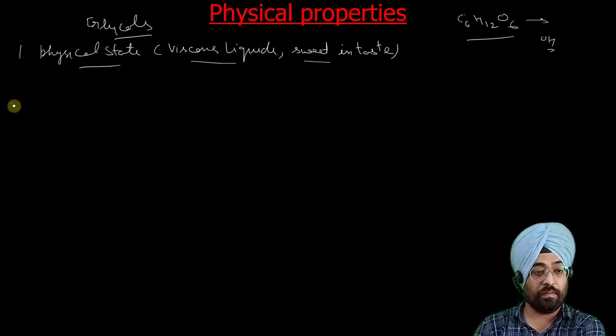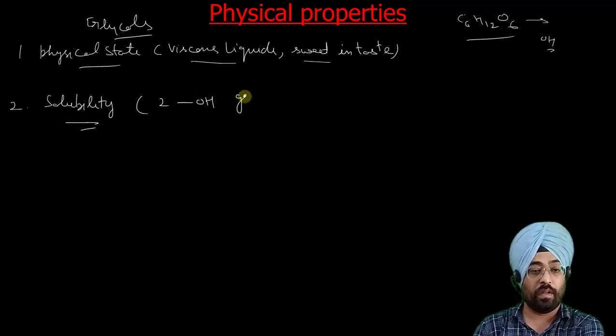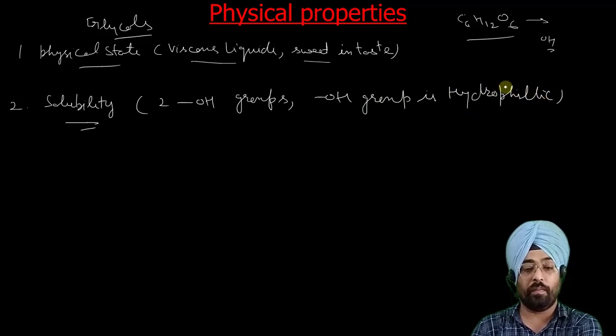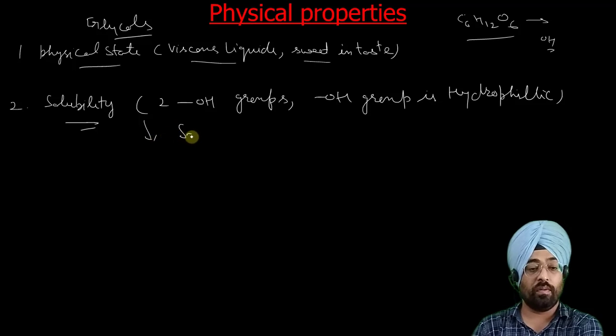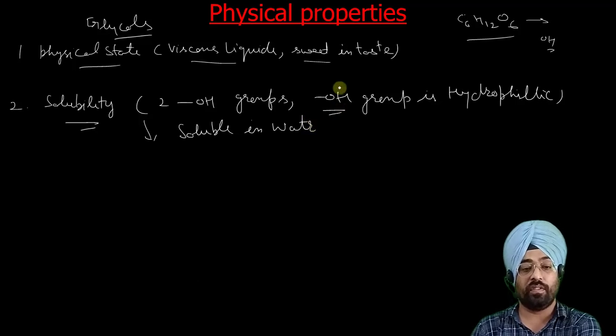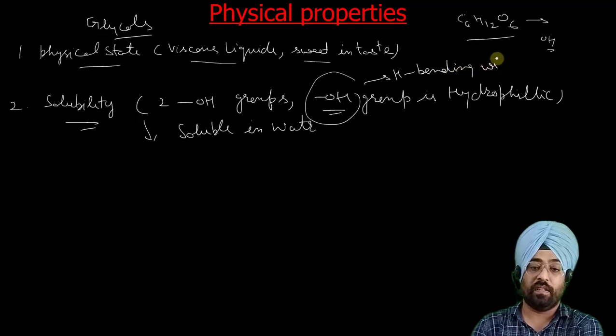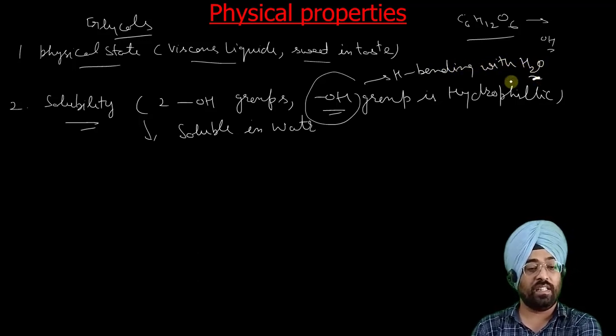Second physical property is solubility. As these molecules contain two OH groups, and the OH group is hydrophilic. Hydrophilic means water loving, which we have discussed in the physical properties of alcohol. So these are soluble in water. These are freely soluble in water because of the presence of these OH groups, which make hydrogen bonds with water. So that's why these diols are freely soluble in water.